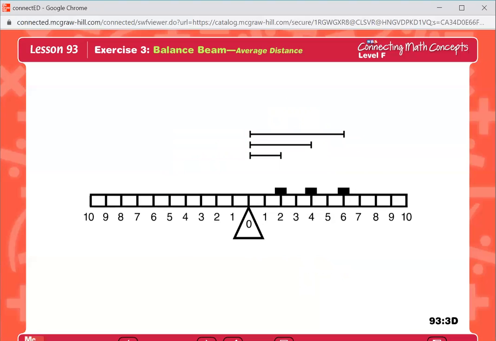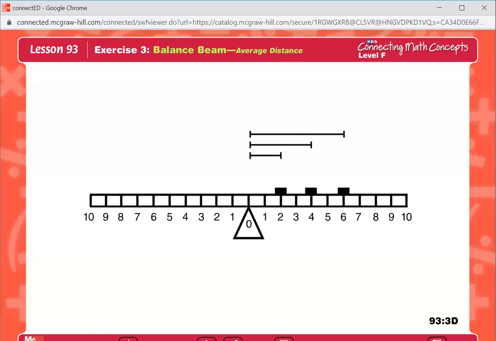Here's a new problem. Figure out the average for this side in part A. Pause the video now to solve. What you should have done is 2 plus 4 plus 6, equaling 12. And what do you divide that by? You're going to divide 12 by 3 because you have 3 weights. And what does 12 divided by 3 equal? 12 divided by 3 equals 4. So our average for this side is 4.